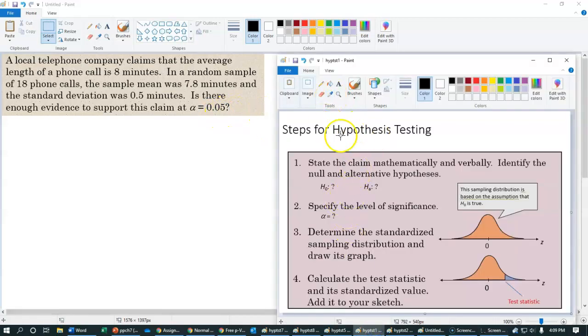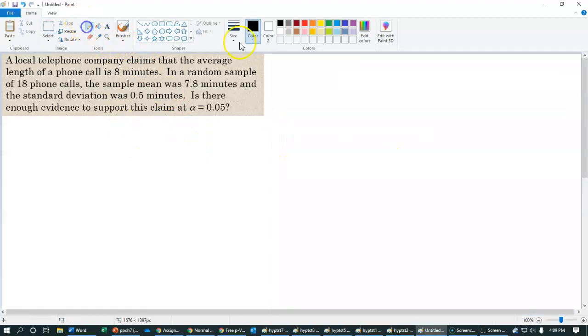Step number 1, let's write the claim mathematically. Remember that I gave you the suggestion to underline the claim in the word problem. And you can see it's going to be located in the first sentence. A local telephone company claims, here comes the claim, that the average, which is the mean, mu, the average length of a phone call is 8 minutes. So step 1, what I underline, I'm going to write it mathematically. So mu equal 8, because the word is means equal, and this is my original claim. This is the claim that came from the word problem.